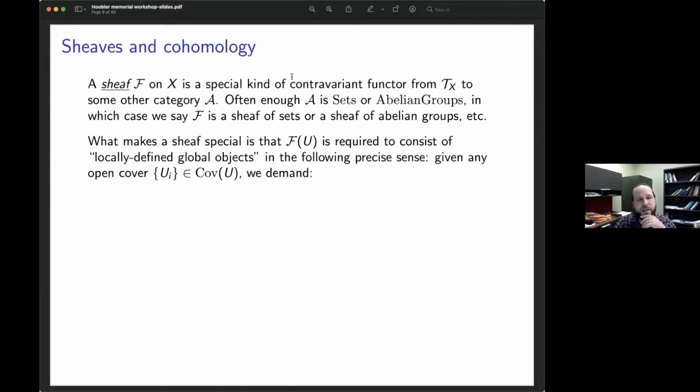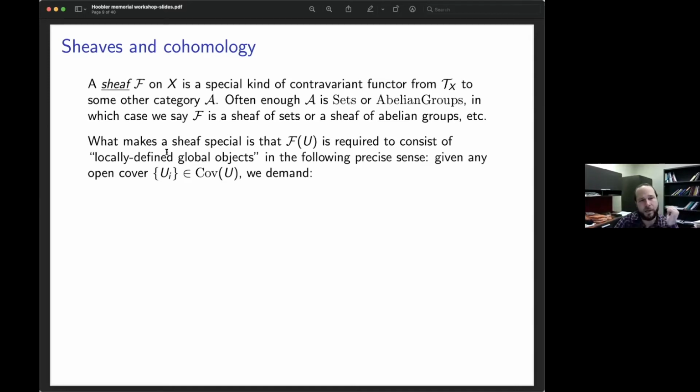A sheaf on a space is a special kind of contravariant functor. Okay, this is just to every open subset, I assign an object, whether it be a set or an abelian group or other things. You can have a sheaf of rings, a sheaf of modules, a sheaf of whatsits. And it's going to be a special kind of contravariant functor. By contravariant, I mean that whatever is assigned to some open subset, if I give you an even smaller open set, I have a map going in the opposite direction, called a restriction map, because I pretend that I'm restricting a thing defined on the big open subset to the smaller one.